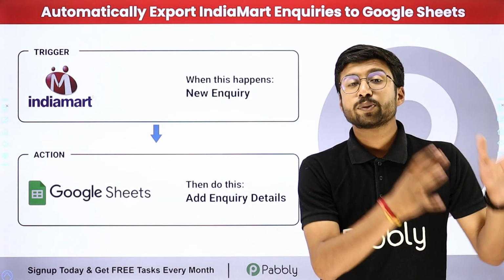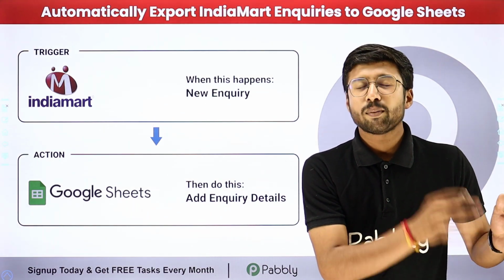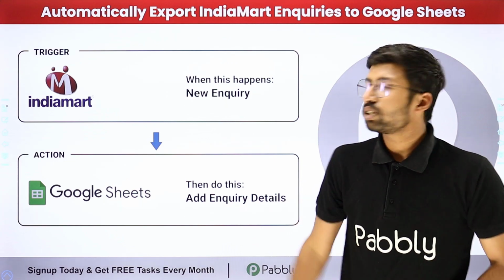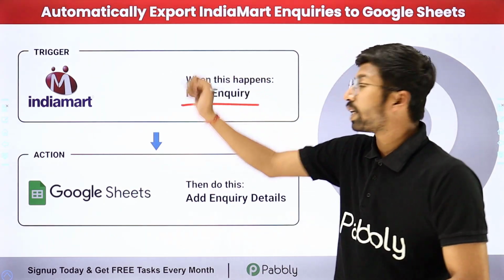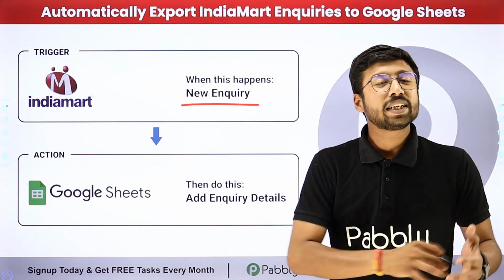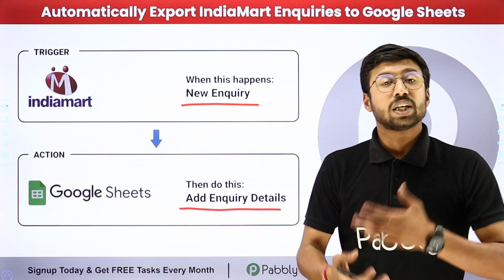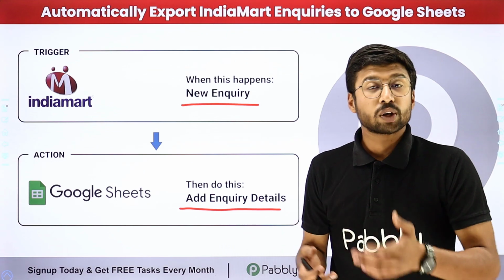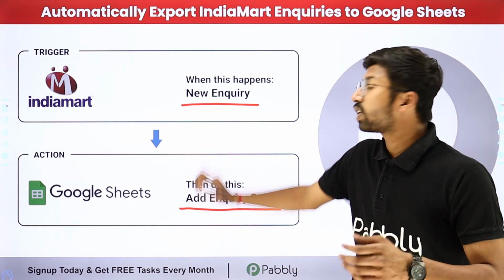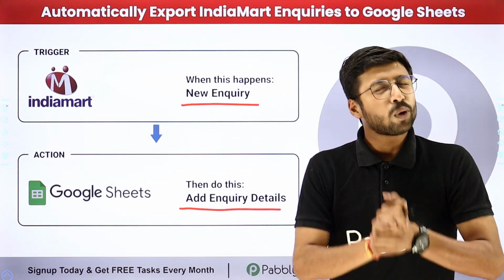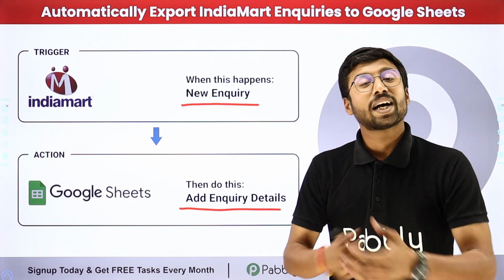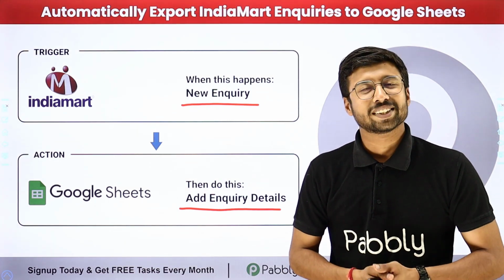You don't have to manually export the new inquiry or lead data from IndiaMART. This process will be automated in such a way that as we receive a new inquiry or lead in IndiaMART, automatically with the same details, we are going to add the inquiry details like the name of the person, their contact details, the product which we are looking for, or some message as well in our Google spreadsheet. Now, if you want to know how you can set up this kind of automation, for that you just have to come with me to my screen.